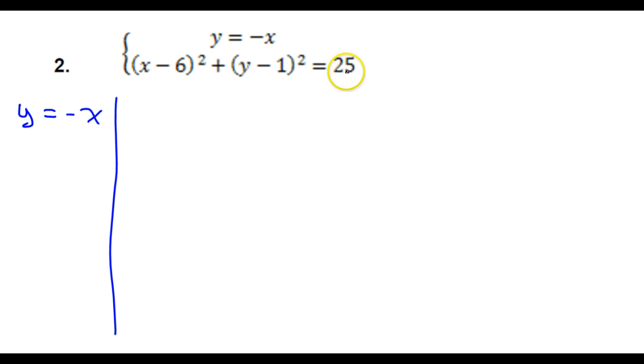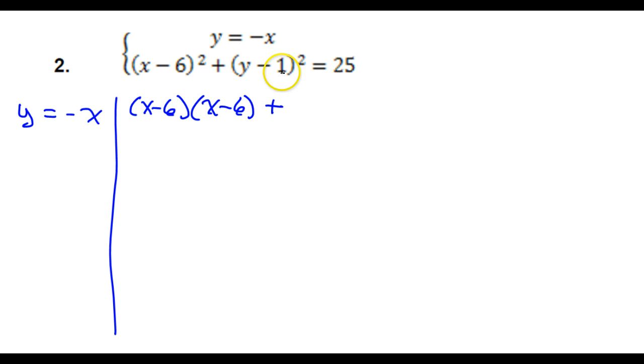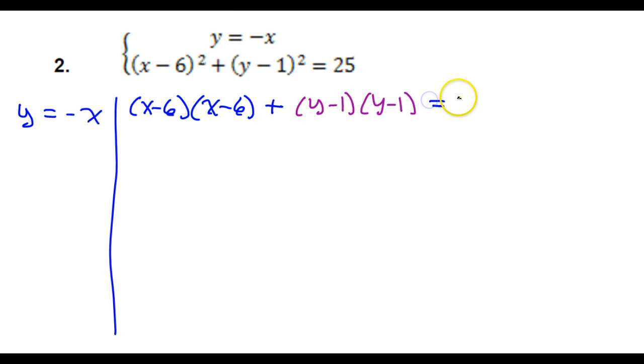So I'm going to rewrite this in general form by understanding that (x minus 6) squared is (x minus 6) times (x minus 6). Alright, I think I'll do a different color so I can keep it separated. (y minus 1) squared is (y minus 1) times (y minus 1). Then of course we have our equals 25. So you have to do a double distributive property here.